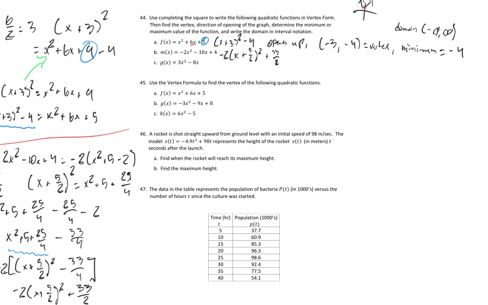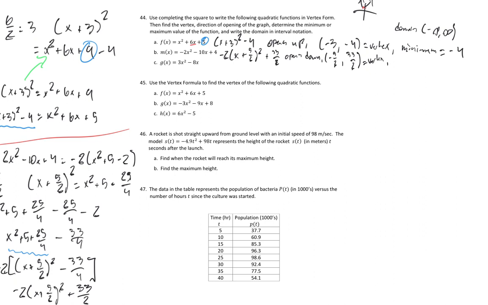Okay, so then does it open up or down? Well, it's negative on the outside, so we'd say it opens down. And what would the vertex be? Well, if we remember vertex form again, it's minus the x-coordinate inside there, so -5/2. And then plus the y-coordinate, so 33/2 is the vertex.